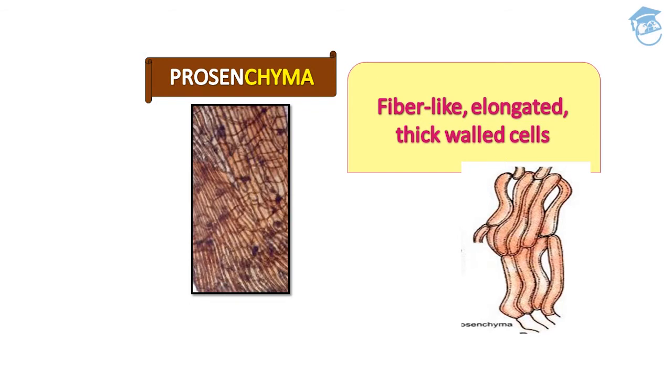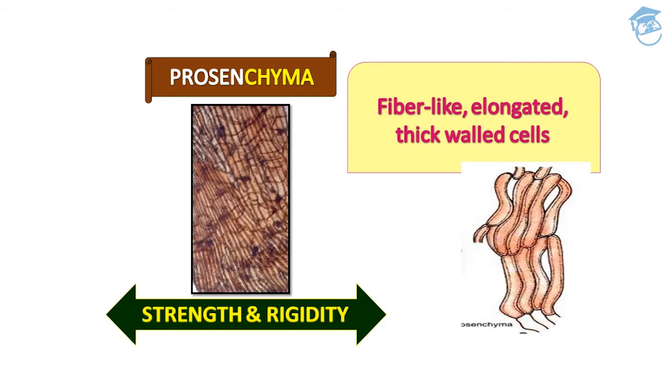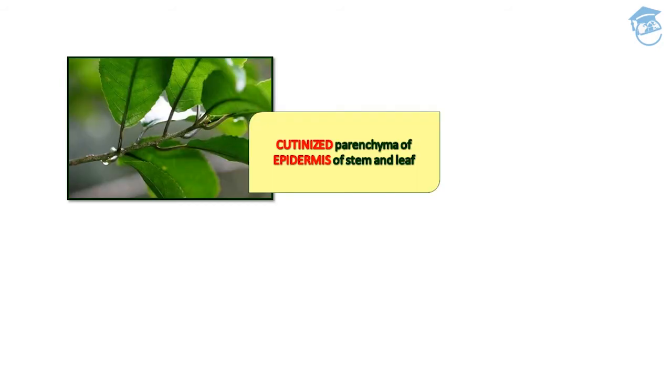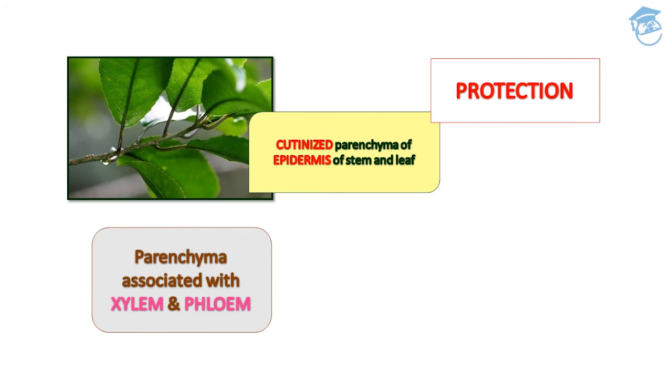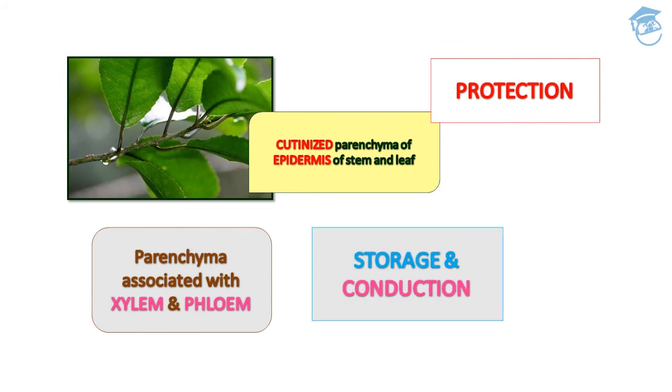Then comes prosenchyma. This is fiber-like, elongated, thick-walled cells like this. What's the significance of prosenchyma? It provides strength and rigidity to the plant body. Then there is cutinized parenchyma of the epidermis of stem and leaf. As you can see, there is a thin layer of cuticle over the parenchyma of the epidermis, so this leads to protection. And parenchyma, if associated with xylem and phloem, helps in storage and conduction, because xylem and phloem are conducting tissues. Xylem carries water from one place to another, and phloem helps in conduction of sugar from the leaf to the other parts of the plant body.